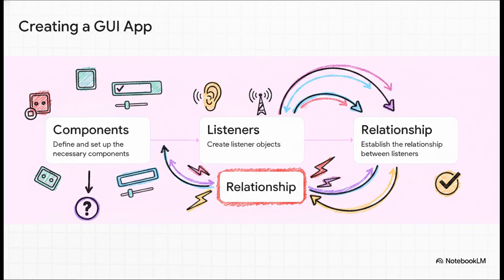Now, to actually build this interactive cycle, programmers have to follow 3 precise steps. First, define and set up the GUI components. Second, create your listener objects. And third, and honestly this is the most critical part, establish the relationship between them. You have to ensure that the component generating the event is correctly wired up to the code waiting to respond. Because without step 3, well, you just have a button clicking into the void.